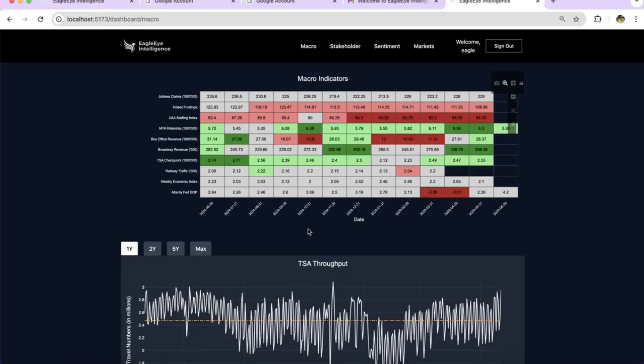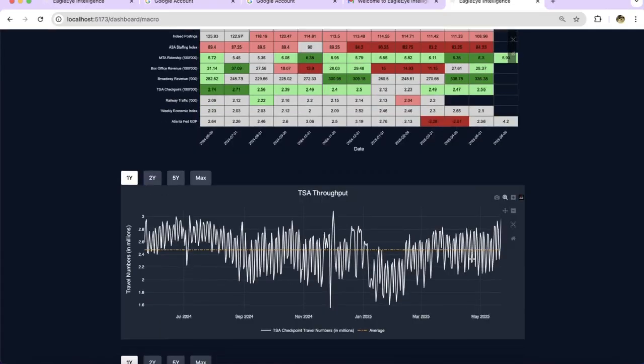Okay, so now that I've logged in, I'll be presenting on the macro page. Looking at the macro page, this is the overview of the 11 different alternative data sets that we decided to pick. Okay, so the first one will be the TSA throughput, which actually shows the consumer mobility and discretionary spending. It's a great proxy for confidence and travel activities.